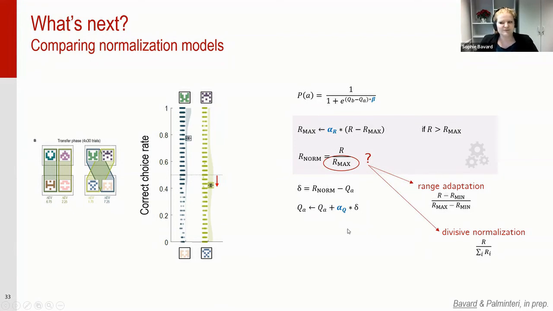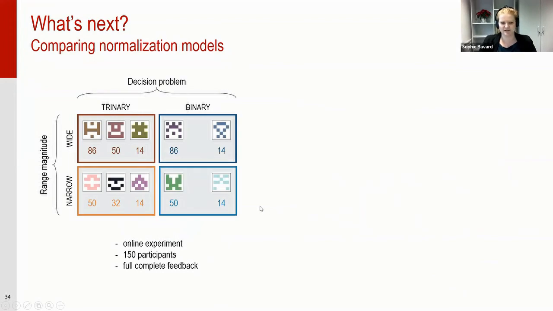So the limitation is that in this task, as in many two-armed bandit tasks, it's not really possible to clearly differentiate between these types of normalization, because here the minimum doesn't change, and also there are only two options. So to design a task in which the two types of normalization would have clearly different predictions, we turned to a three-armed bandit, as represented here.